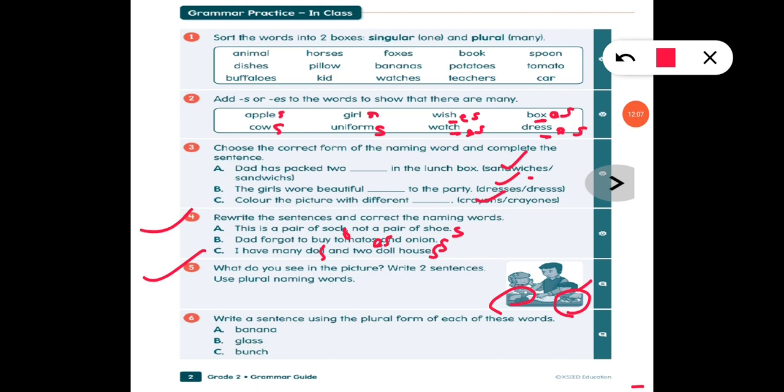This is the sentence for A part. Next, glass. Glass का plural क्या रहेगा? Glasses. So I have 3 glasses. या फिर I drink 3 glasses of water. Next one, bunch. यहाँ पे end with ch है तो es के साथ add करके plural बनाएंगे, bunches. So Ram plucked 3 bunches of grapes.